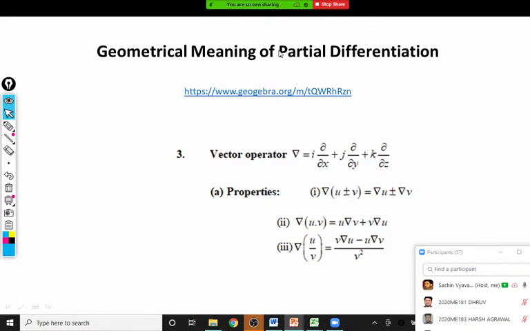Okay, but before that let me see the geometrical meaning of partial differentiation, and then we'll see what this vector operator del is. Okay, so we'll see that one by one. Anyone, what is a partial derivative? What is the geometrical meaning of a partial derivative? Anyone knows this?